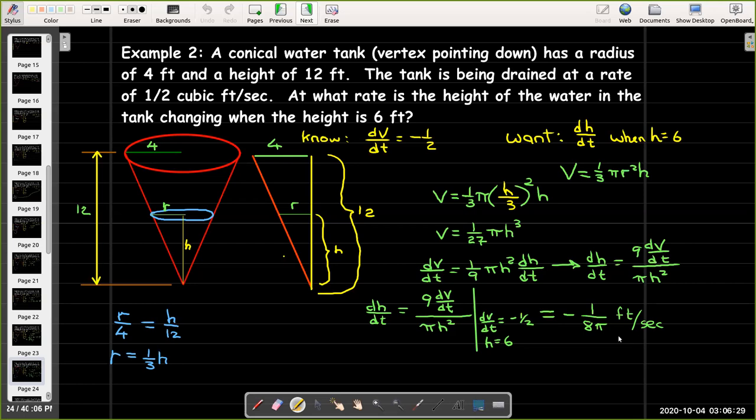So notice with these answers, these evaluations, I don't use a decimal approximation. I always give the exact answer. So if it has pi in the answer, I just leave that as pi. I don't take out my calculator and use a decimal approximation for pi.